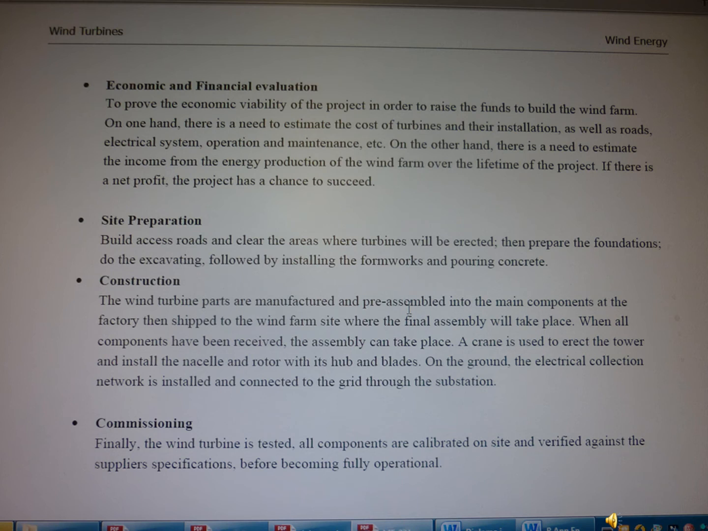And on the other hand, there is a need to estimate the income from the energy production of the wind farm over the lifetime of the project. If there is a net profit, the project has a good chance to succeed.